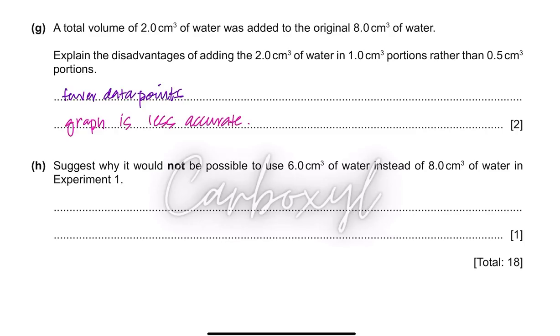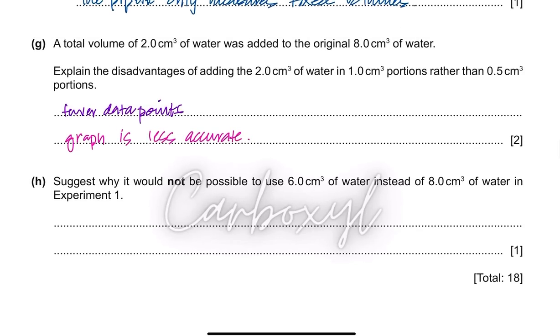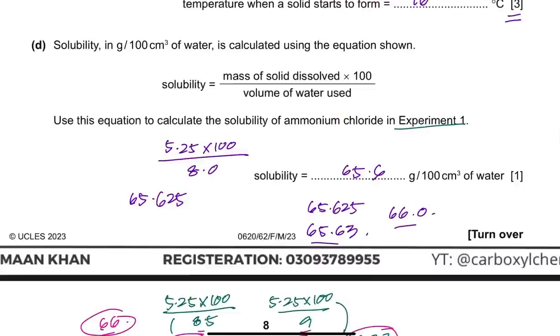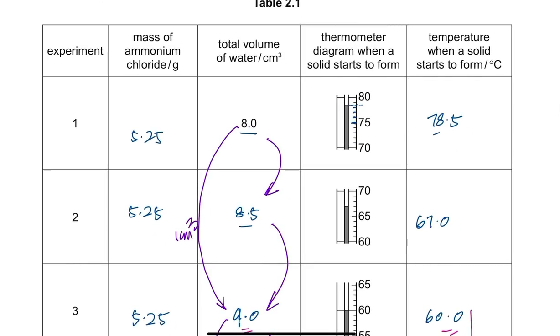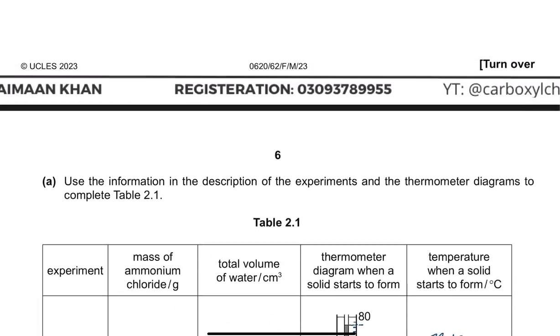Okay? Suggest why it would not be possible to use 6 cm³ of water instead of 8 cm³ in experiment 1. Okay? So if you use less water, what would happen is, suggest question means that you have to use your brain for it. Okay? Hints are going to be given in your entire experiment, but you have to use your brain for it. So it's saying suggest why it would not be possible to use 6 cm³ of water instead of 8 cm³. It's saying ki jo experiment 1 mein aapne 8 cm³ of pani dala hai, iski jagah agar main 6 cm³ dalta to wo kyun possible na hota.